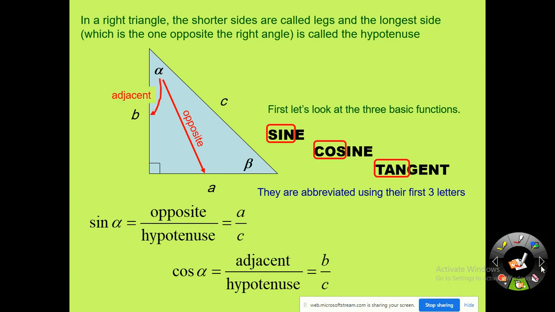And tangent will be opposite over adjacent. What is the opposite side for alpha? It's A. The adjacent is B. So those are the three formulas: sine, cosine, and tangent. Sine is opposite over hypotenuse, cosine adjacent over hypotenuse, and tangent opposite over adjacent. You will feel that it's weird, but you will see that later it's very easy. It's just some formulas.